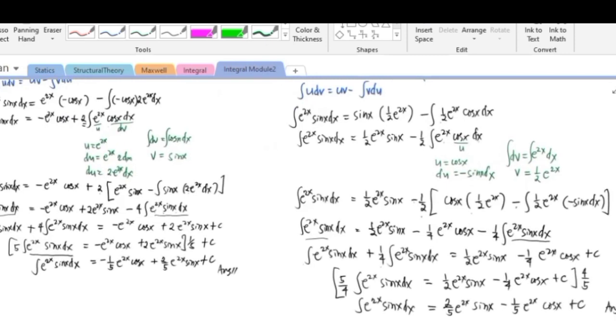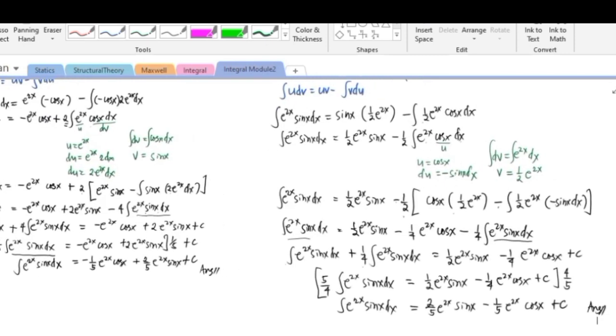Comparing our answer dun sa sagot natin kanina, so we have here negative 1/5 e to the 2x cosine x. So ito yun. And 2/5 e to the 2x sine x ay ito yun. So pareho sila ng sagot.